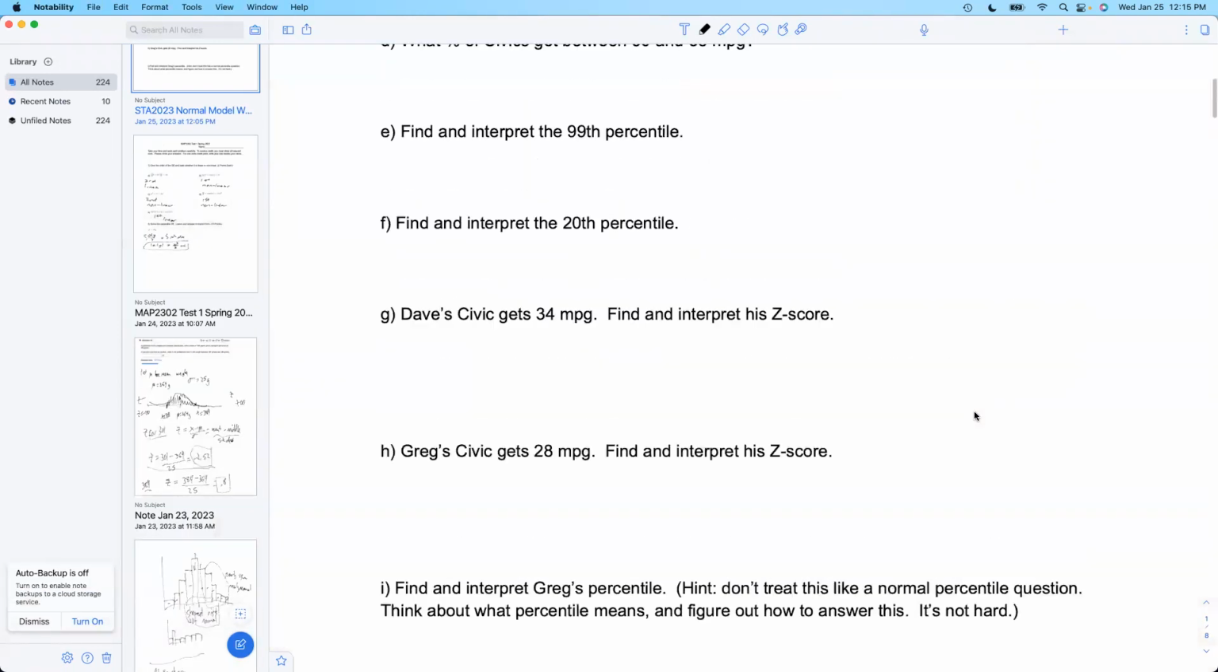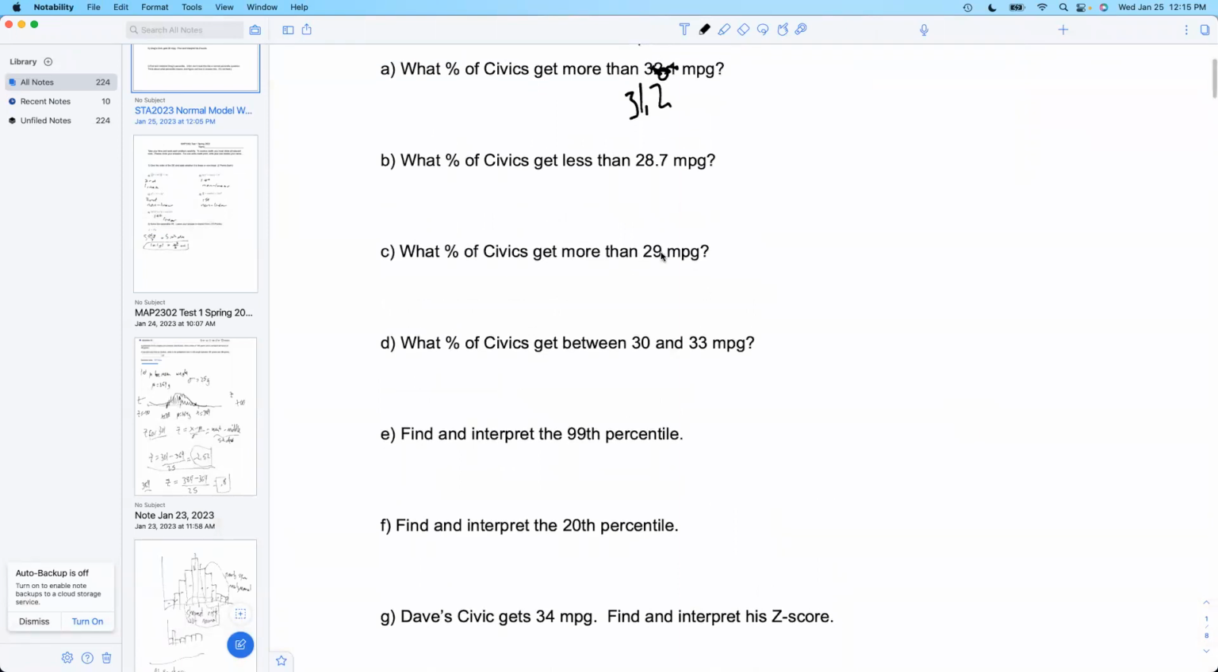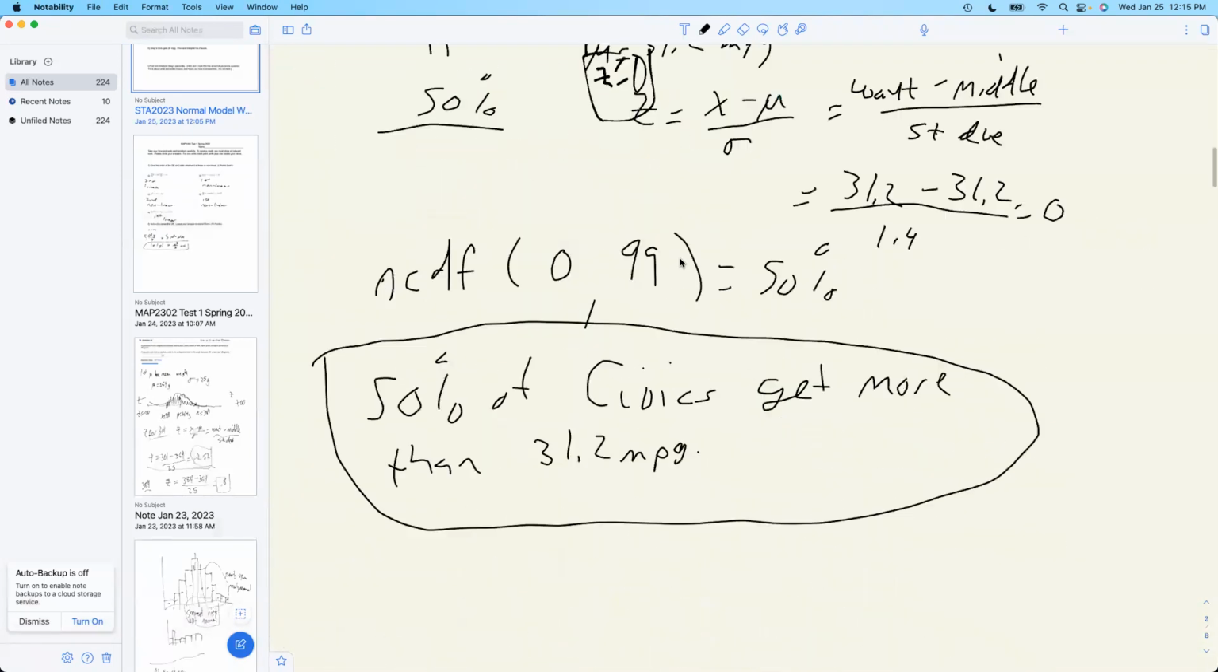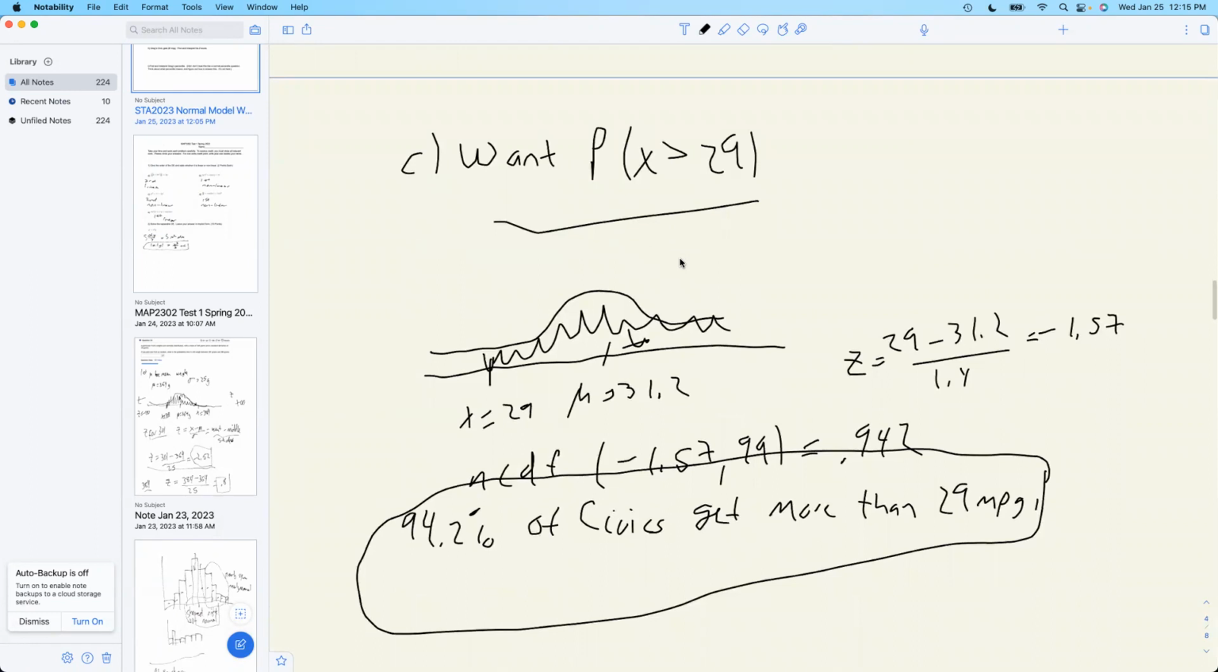Okay, let's do the next problem. I don't know if I'm going to go through all of these, but I'll do a few. What about more than 29 miles per gallon? So we draw our picture. Right in the middle is the mean. 29, that's less than 31, so it lives down here. And the question said more than 29, so I shade everything above. I can see here that I've shaded more than 50%. I'm expecting an answer of, I don't know, 60%, 70%, something like that, more than 50.